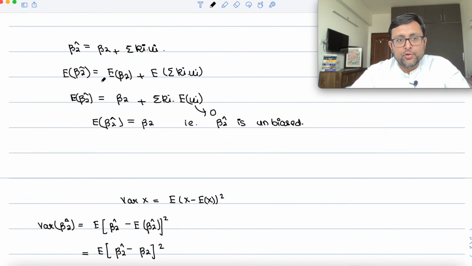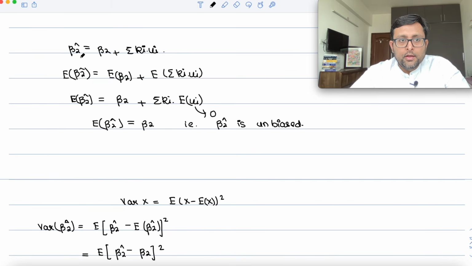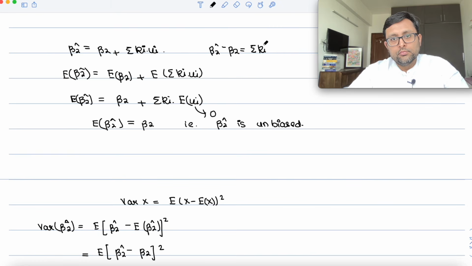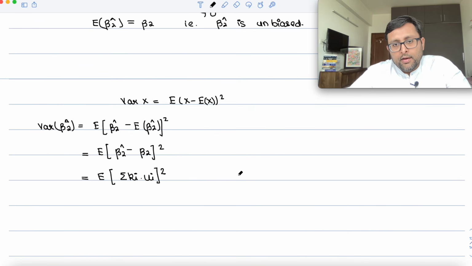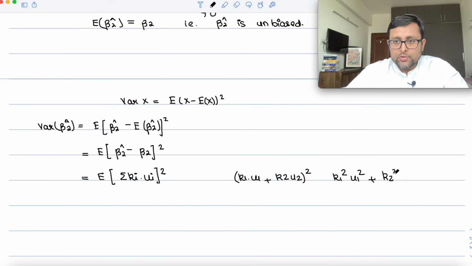Now you go back to the proof which you have done. Beta 2 hat minus beta 2. How can you write this? Summation of kiui. How do you write k1 u1 plus k2 u2 whole square? k1 square u1 square plus k2 square u2 square plus 2 k1 k2 u1 u2.